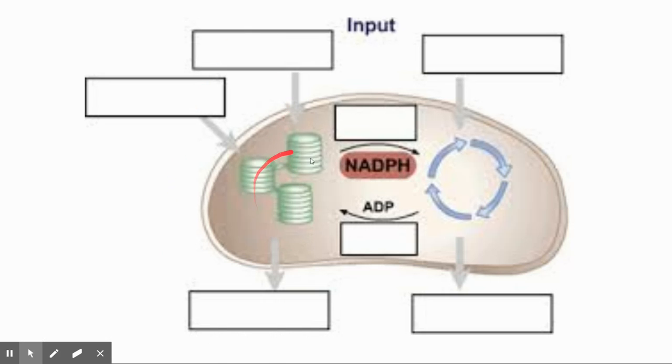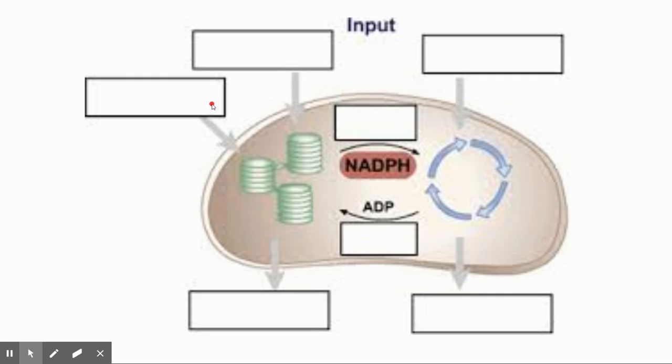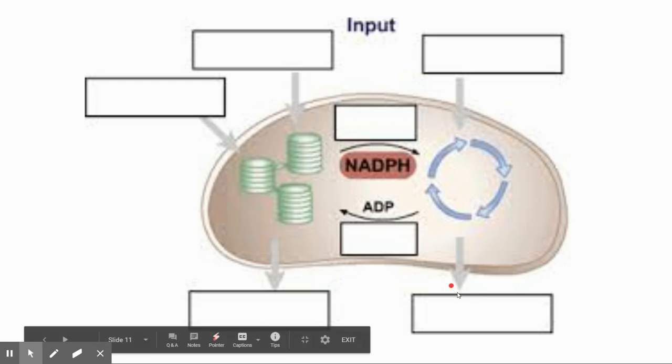So if you look here, in our thylakoids, our first steps are going to require our water and our carbon dioxide, and so on and so forth. Okay, so this will require our water and our carbon dioxide. We're going to have ATP and NADPH going into our light-independent reaction, and we are going to be having our sugars coming out.